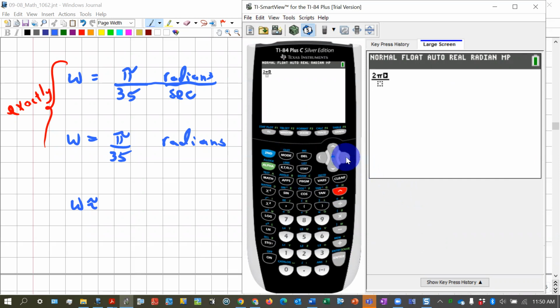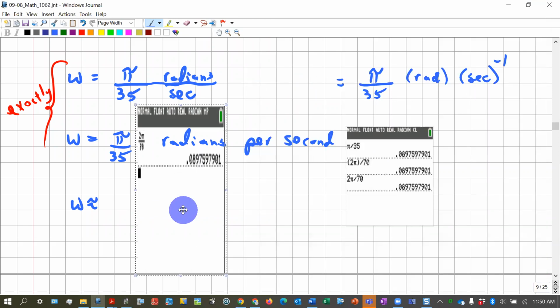And then the right arrow will move me to the denominator. I can type 70. The right arrow again will go to the right of the fraction. And then I can press enter and I'll get the decimal point.